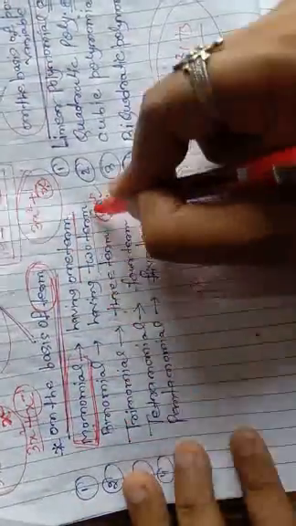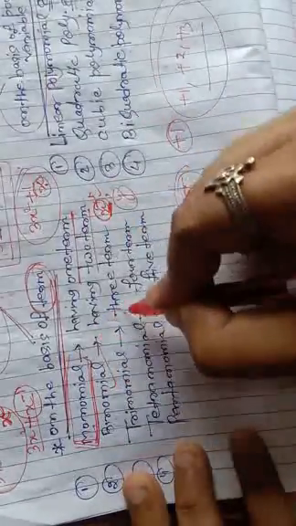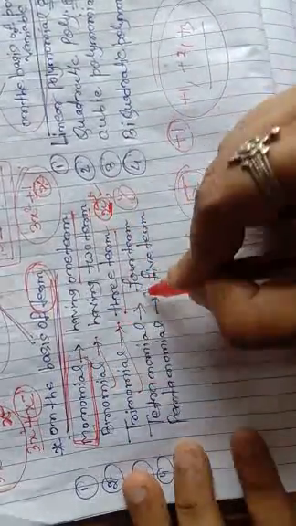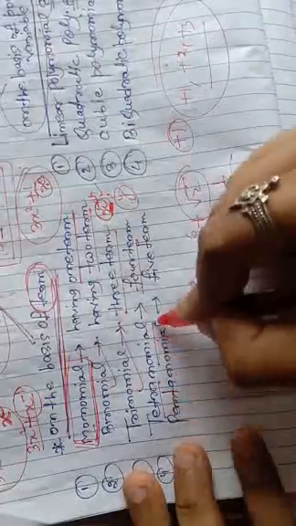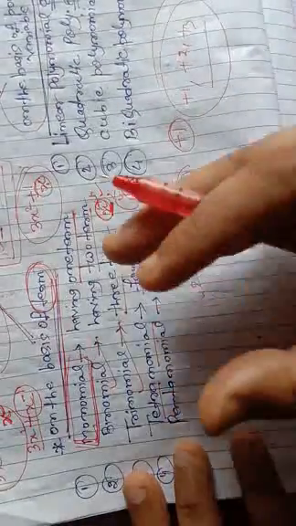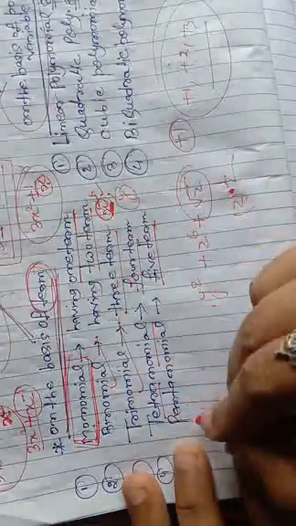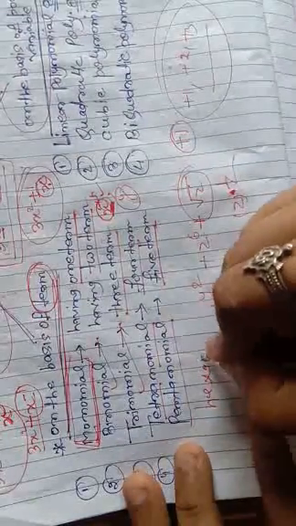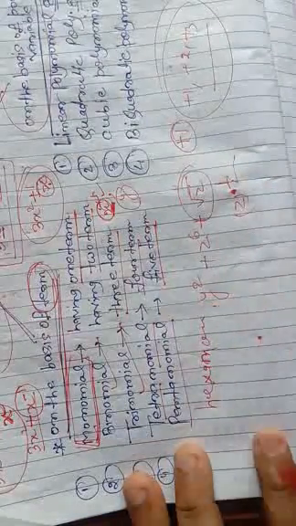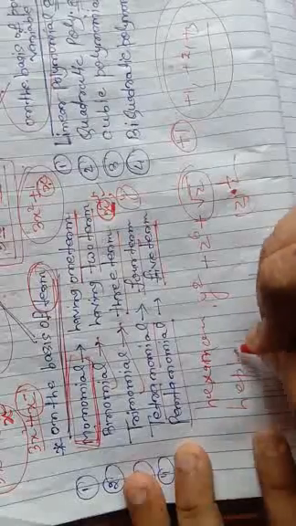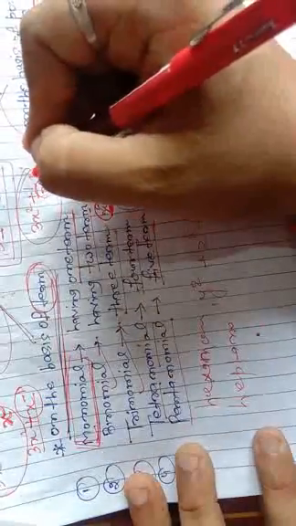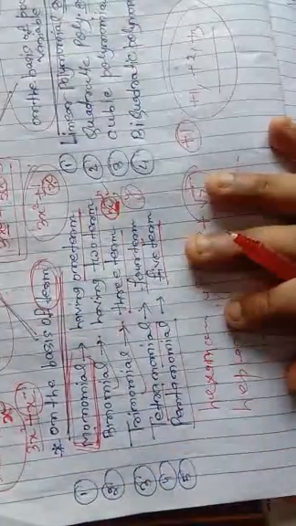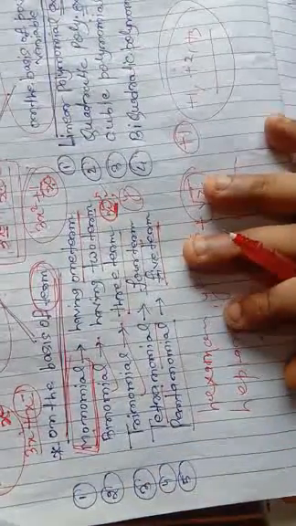Okay, similarly, if any polynomial has two terms, this is called binomial, three terms called trinomial, four terms called tetranomial, five terms, that means if the polynomial contains five terms, this is called pentanomial. Similarly, if a polynomial contains six terms, this is called hexanomial. Seven terms heptanomial. Eight terms octanomial. Okay, so in this manner we can give name to the polynomial.